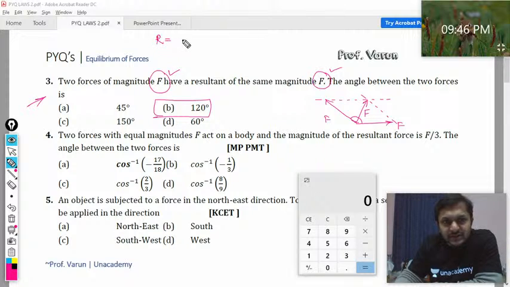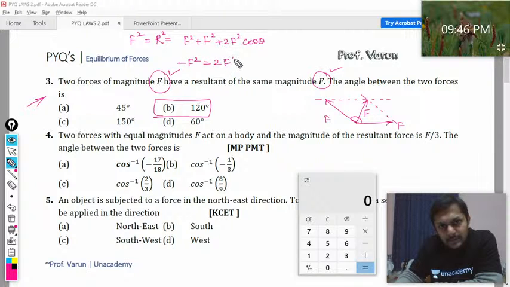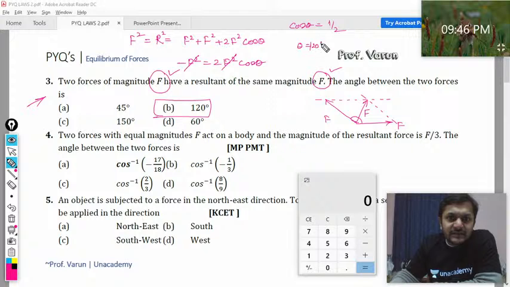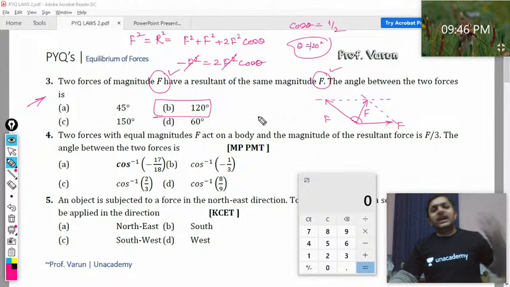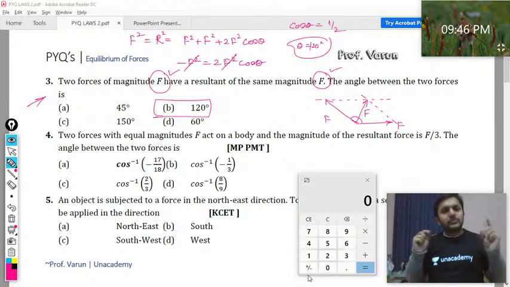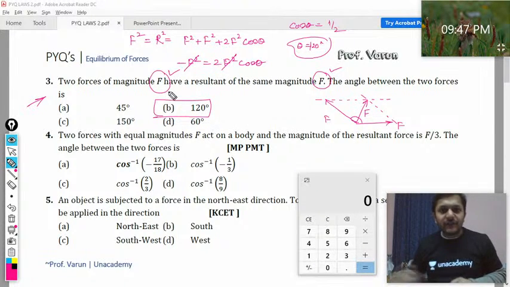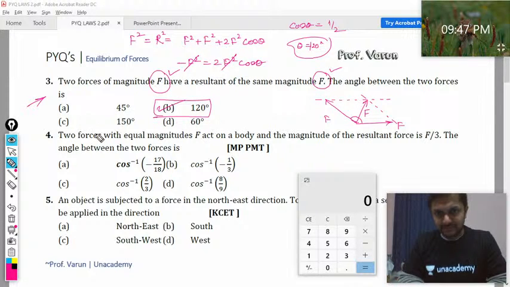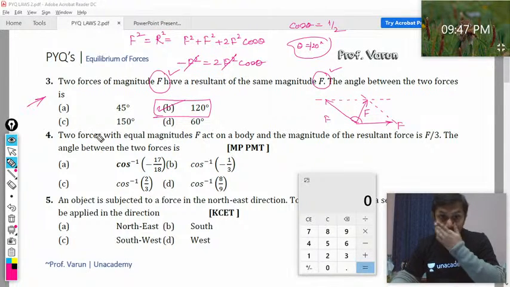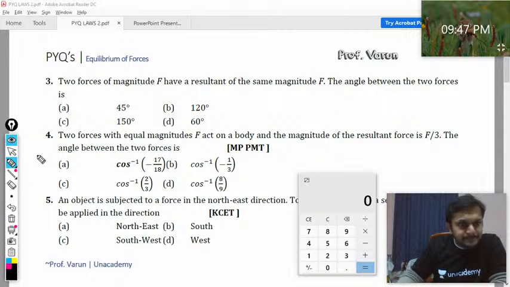What will be the resultant here? The resultant will be F square plus F square plus 2F square cos theta, which will be equal to R square. So R should be equal to F. So we are getting cos theta is equal to minus half. So that can happen only when theta is 120 degree. We know that much maths, and we know that cos 60 is positive half and cos 120 will come out to be minus half. So there is your answer. The answer is B. Okay, so let us now move to our next question.